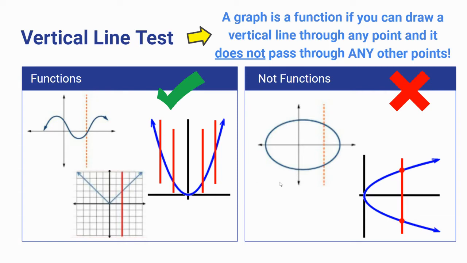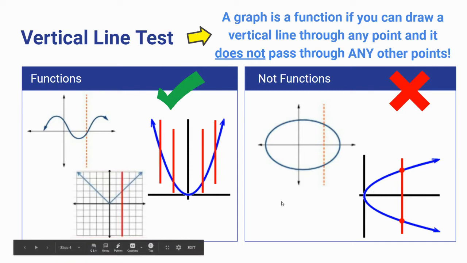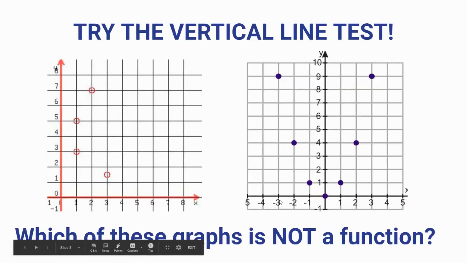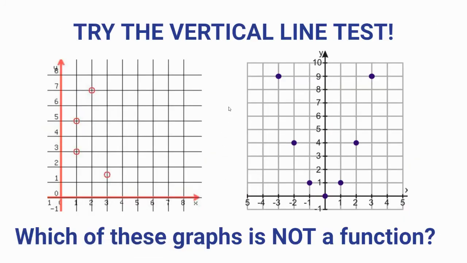These are functions on the left. On the right, those are not functions because the vertical line goes through more than one point on the line. So this U is a function. Turn that U sideways, it's not a function anymore. Try the vertical line test.